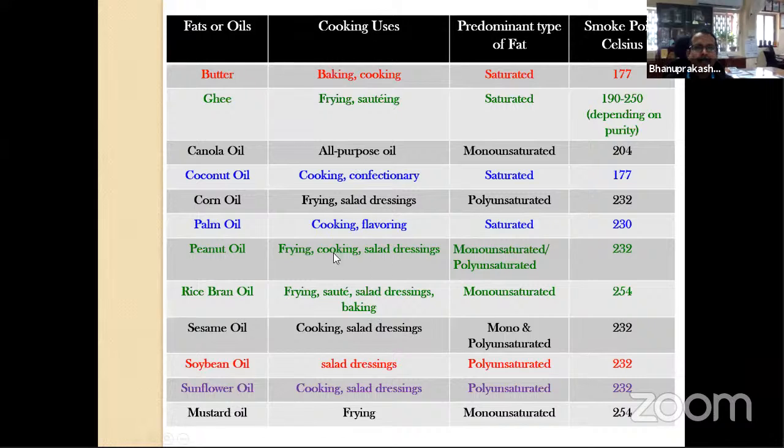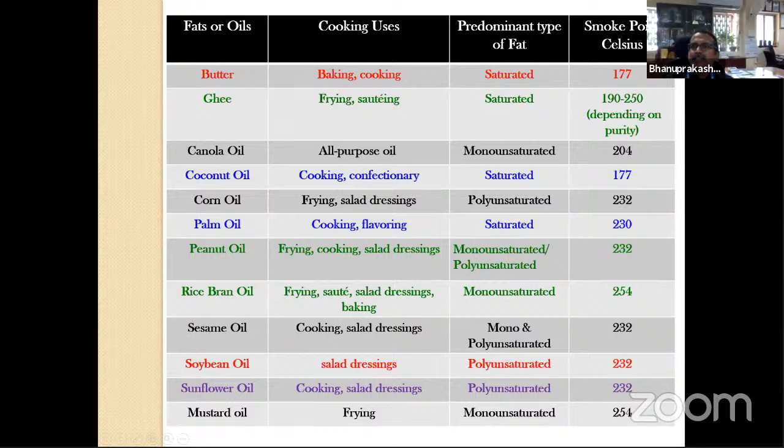Again, I have put a slide here that some oils are good for certain things. For example, ghee is good for frying, etc., but not for our regular consumption. Whereas the best one I can tell you is groundnut oil, that is peanut oil. Peanut oil is good for frying, cooking, and all other things, whereas some oils are not good for frying, and some oils are not good for dressing.